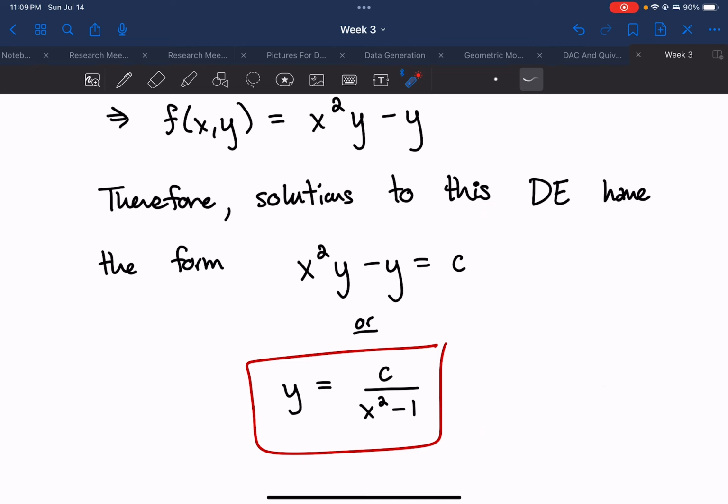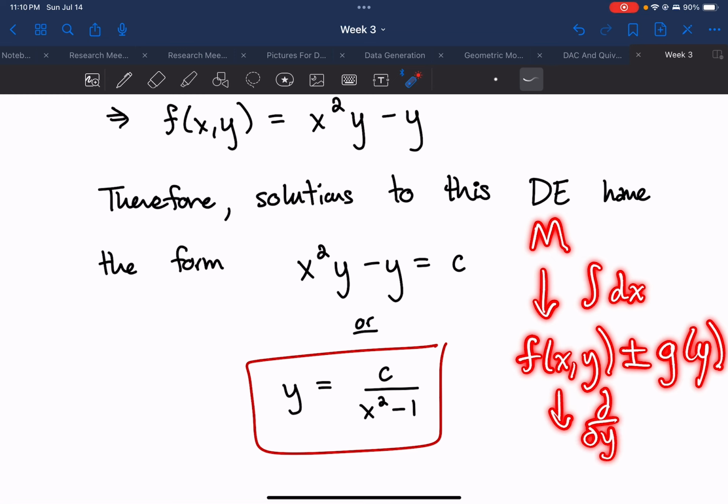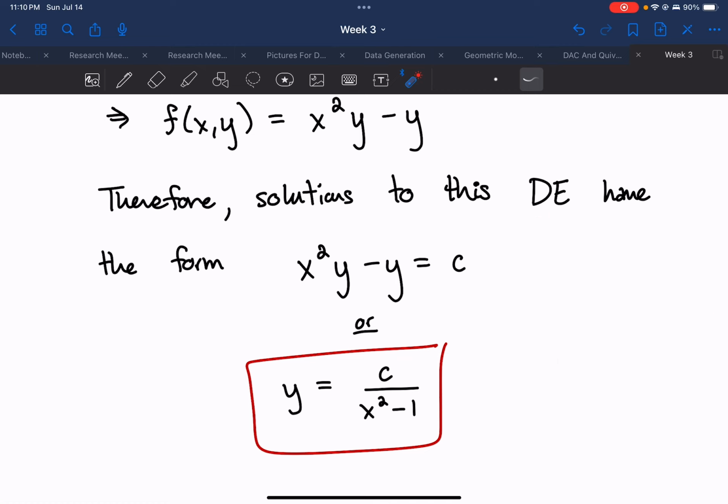Maybe this is an easier flow chart, right? So I start with M. I integrate that dx. That gives me f of xy plus or minus some constant g of y. I then differentiate that partial y to get something that looks like N. And then I compare both sides to figure out what g prime of y is. This is much harder to explain than I thought it would be, but maybe doing some more examples would be the best thing.